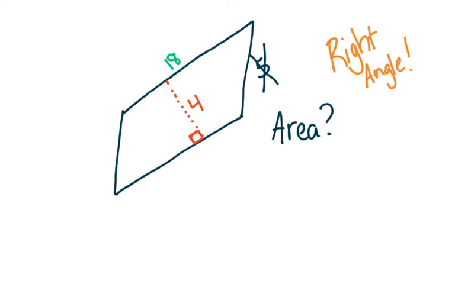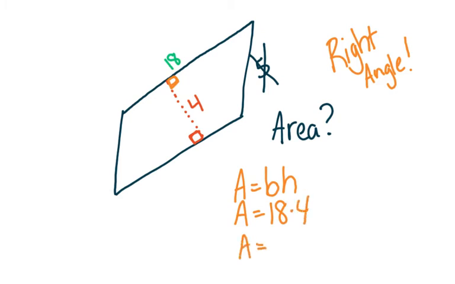So I see 18 and 4. They meet at a right angle. This is a right angle too. So its area, base times height, is 18 times 4. And I can break that down with the distributive property. 4 times 10 is 40. 4 times 8 is 32. And add that together, you get 72 units squared.